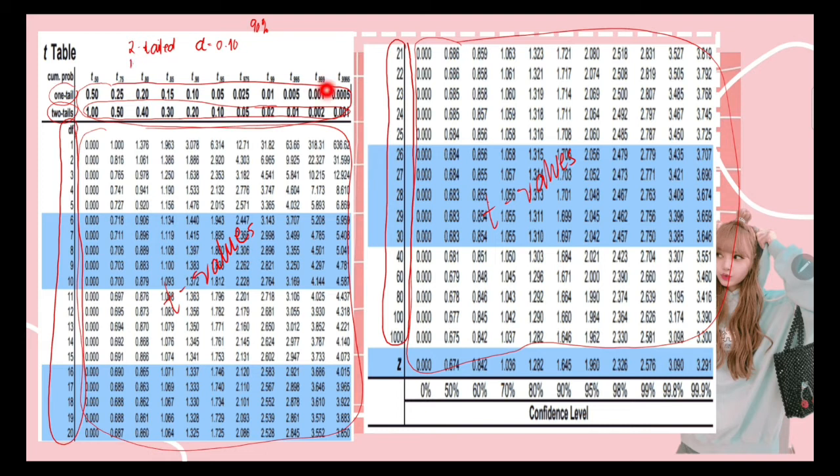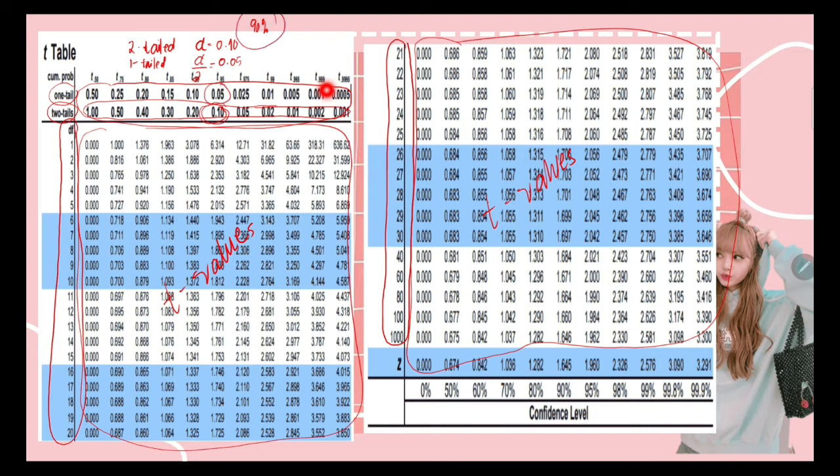While sa one-tailed naman, we have alpha over 2. So, if we have a 90%, we have 0.05 as alpha over 2. Yun po yung makikita natin dito. Okay, so if we have 0.10, we have 0.05.